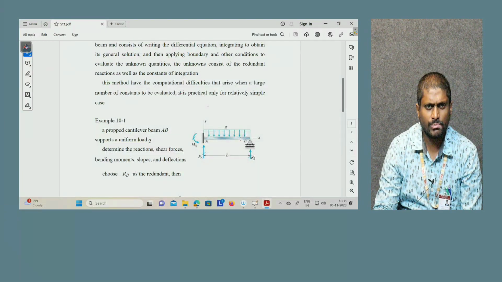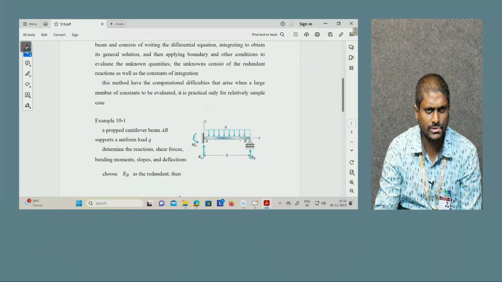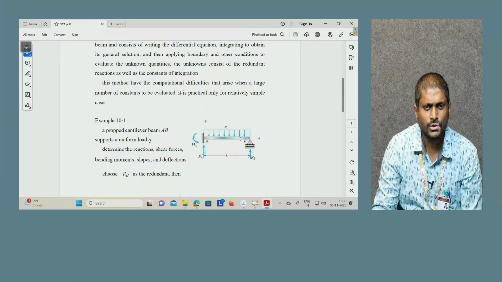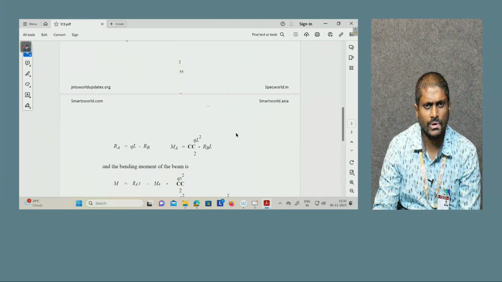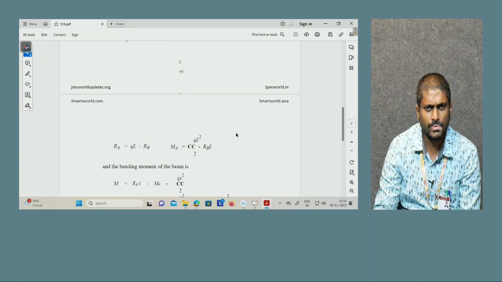Take a propped cantilever beam AB that supports a uniform load q. Determine the reactions, shear forces, bending moments, slopes and deflections. Choose RB as the redundant. Then RA equals qL minus RB, and MA equals qL square by 2 minus RB into L.